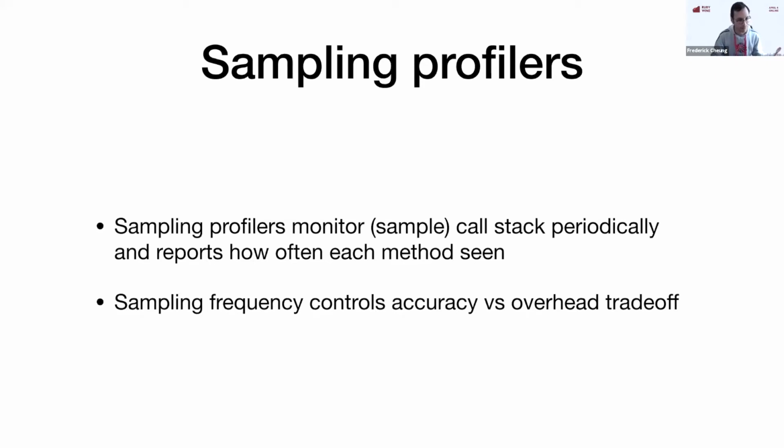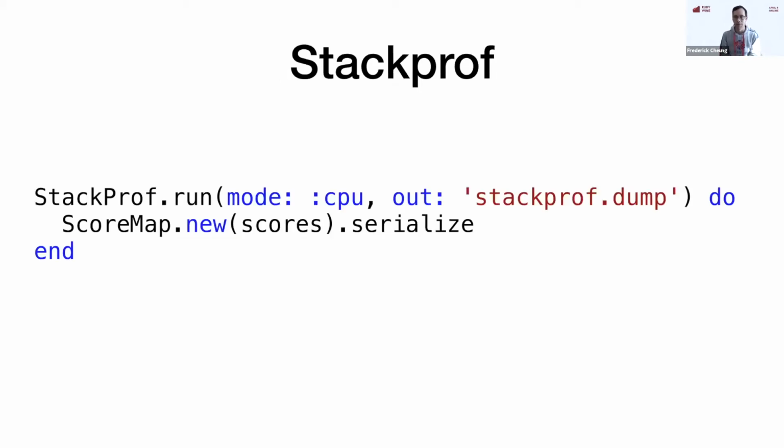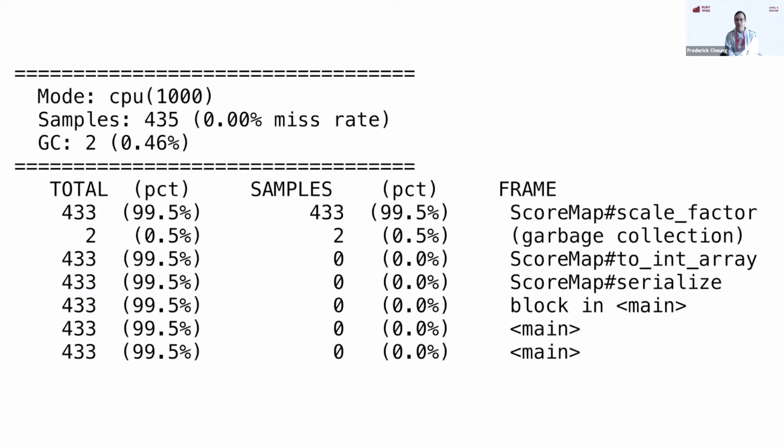There is a sampling profiler for Ruby. It's called stackprof. So it's relatively simple to run. You do stackprof.run. There are some options that you can look up in the documentation. And then in the block, you say what it is that you want to measure. The output from stackprof looks a bit like this.